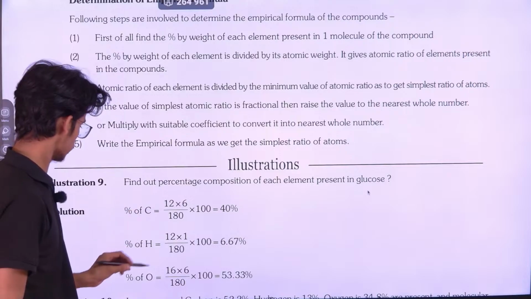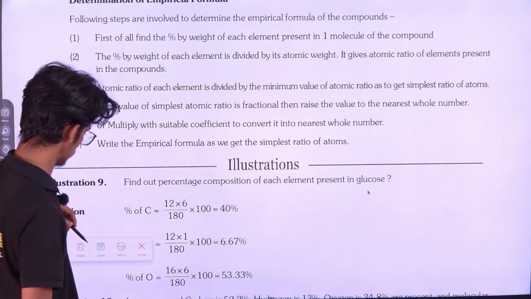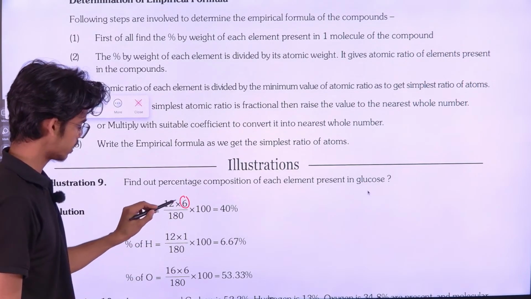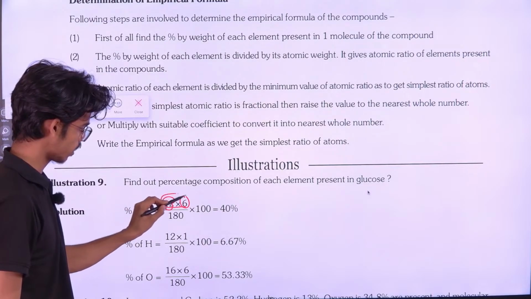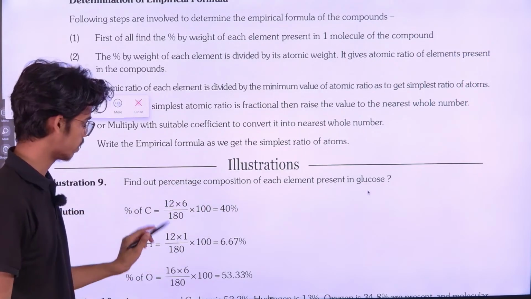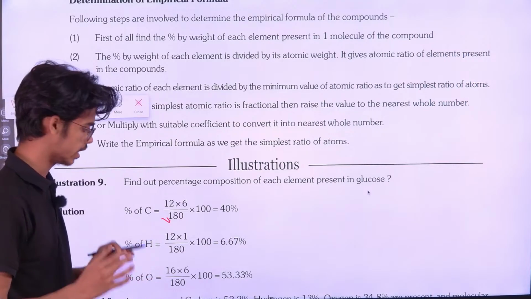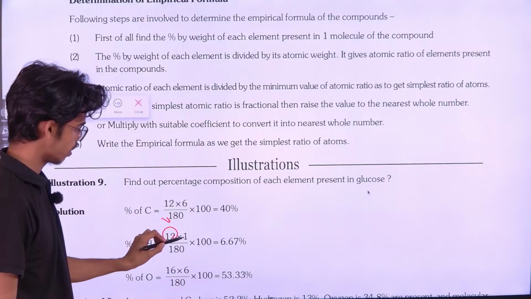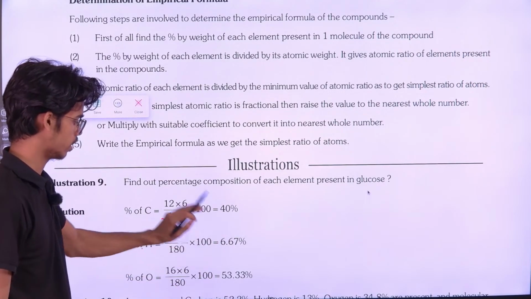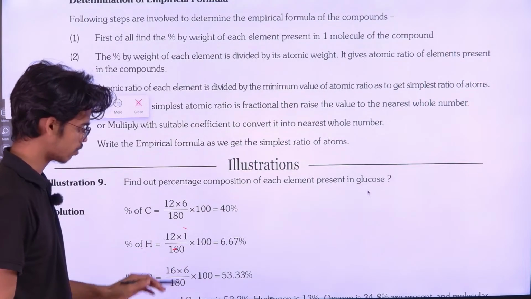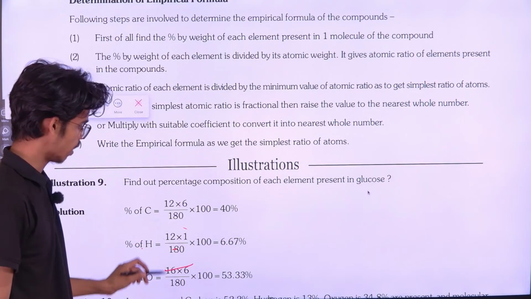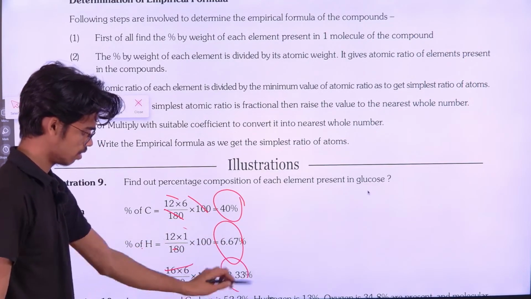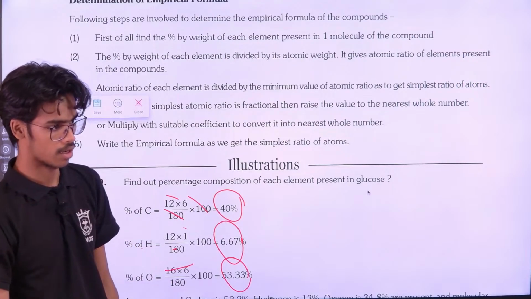See, carbon is present 6 times. 6 atoms are there. Each atom is weighing 12. So this is the total weight of the carbon: 12 into 6 divided by the total weight of the compound, 180. Same way for hydrogen: 12 hydrogens are there, and each hydrogen is weighing 1 unit, divided by 180, the total mass. Same way for oxygen, and once you divide, multiply by 100 to get the percentages. Mass of that element upon the total mass of the compound.